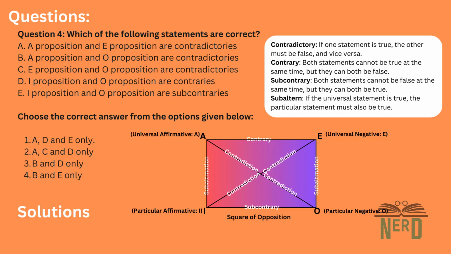Explanations. A, A proposition and E proposition are contradictories. This is incorrect. A and E are contraries, not contradictories. They cannot both be true, but they can both be false.